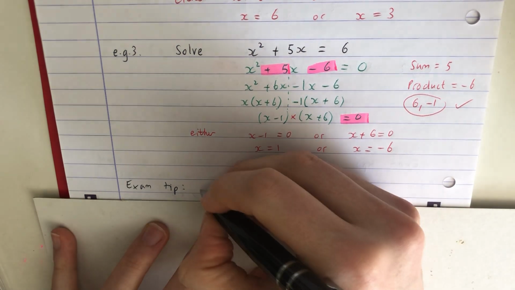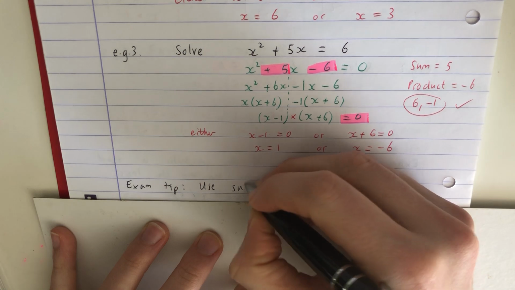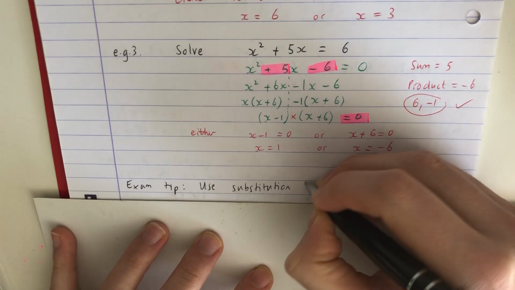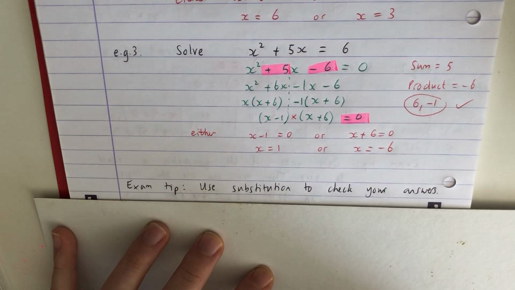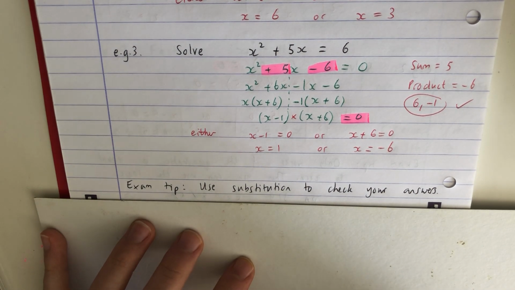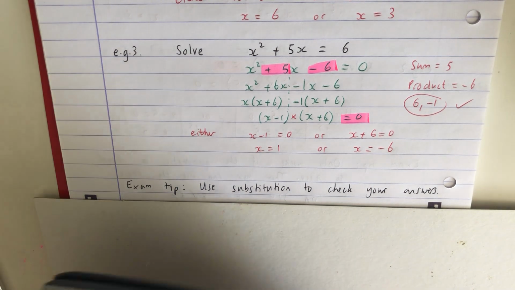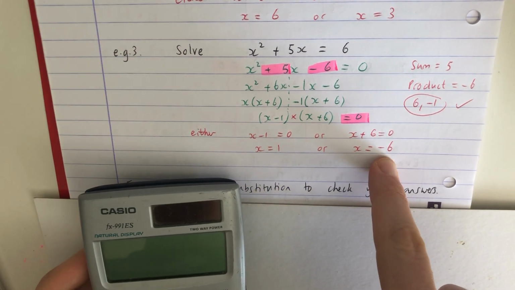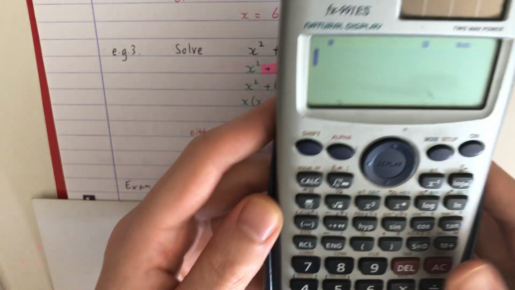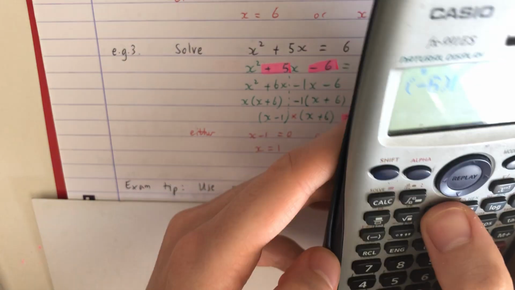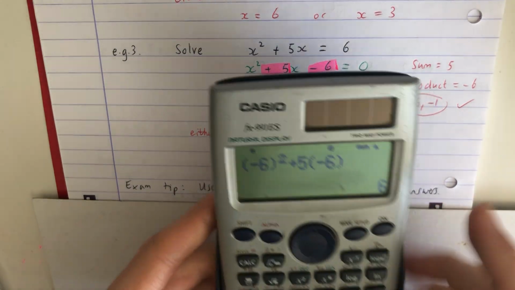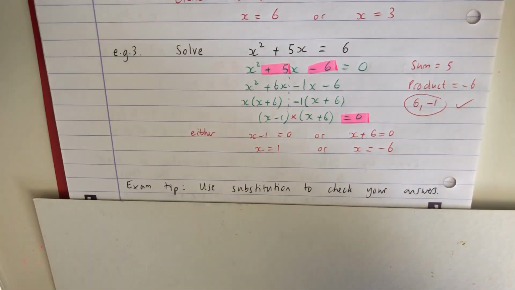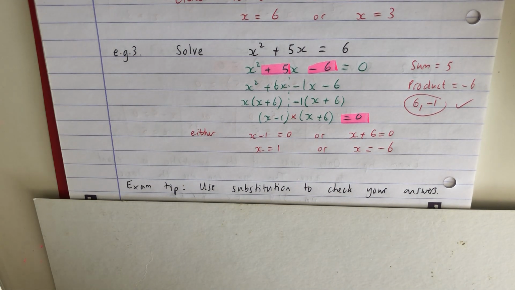Now the exam tip is use substitution to check your answers, like you would do with any equation. You're always told to substitute into the original equation just to see if it is correct. The only bit of advice I'd give you is if you are substituting in negative numbers into the original equation, you have to use brackets like the following. Minus 6 squared plus 5 times minus 6, press equals, that's equal to 6 as predicted. So use your calculator to substitute numbers in to check your answers. If they're negative numbers, you have to use brackets.